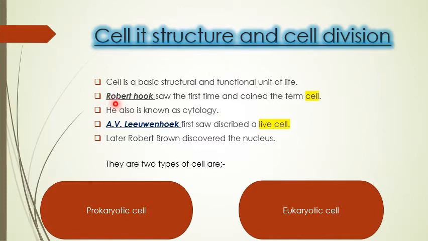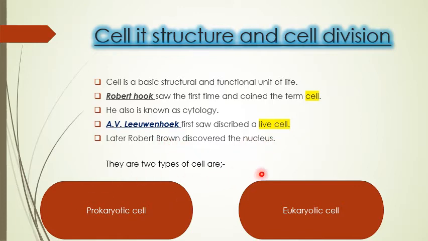Robert Hooke saw it for the first time and coined the term cell, so he is also known as the father of cytology. A.V. Leeuwenhoek was the first to see and describe a live cell. Robert Hooke saw a cell, but A.V. Leeuwenhoek saw the live cell. Later, Robert Brown discovered the nucleus.